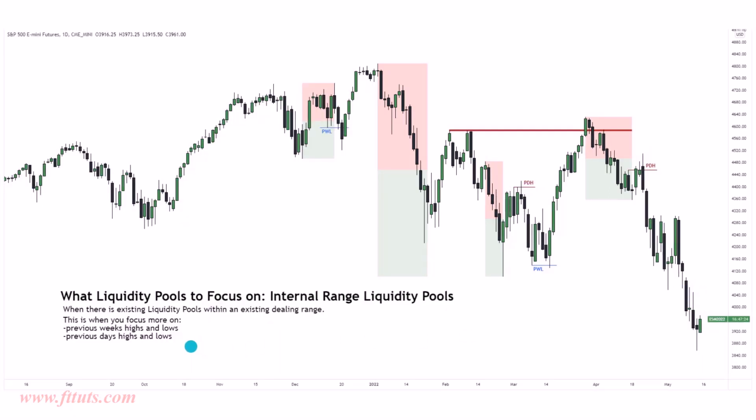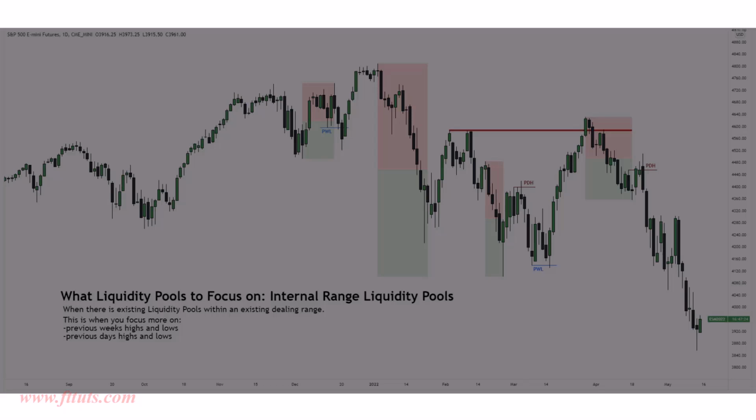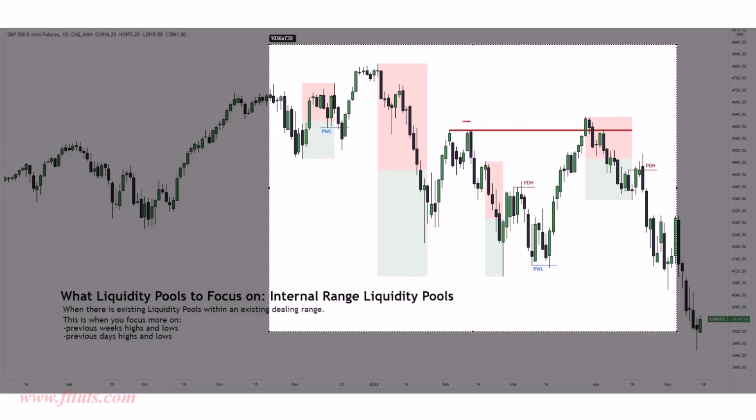When it comes to internal range liquidities, focus on previous week's highs and previous week's lows, and previous day's highs and previous day's lows. So previous day's highs, previous week's lows. These ones don't really have as much space and time. If you remember what I just said, this has a big amount of space and time, so that gives a lot of time for liquidity to be building above these highs. But when it comes to previous week's highs and lows, or previous day's highs and lows, you can see the space and time is not as significant. So it's a very short-term hunt.